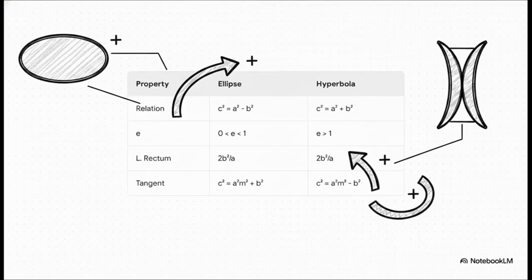Okay, this table should absolutely be your aha moment. You do not need to memorize 2 separate massive lists of formulas. You just need to learn one set and apply those critical sign flips we've been talking about. Look at the relation row, just a quick flip of the plus and minus. Look at the tangent condition, a squared m squared plus b squared for the ellipse, minus b squared for the hyperbola. Seeing this parallel symmetry? That is the secret to literally cutting your study time in half.